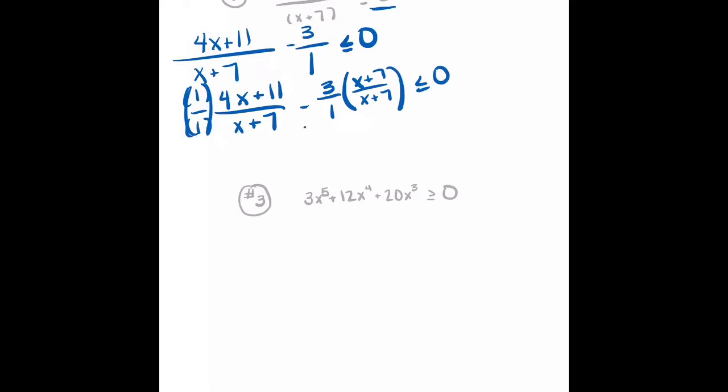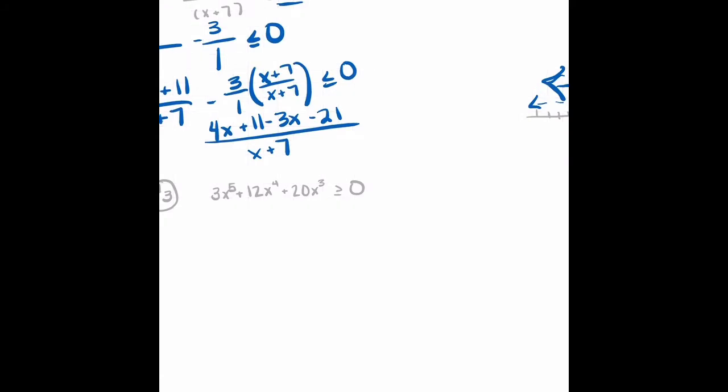Now when I do this math, I end up with 4x plus 11 minus 3x minus 21 all over x plus 7, which becomes (x minus 10) over (x plus 7) is less than or equal to 0.